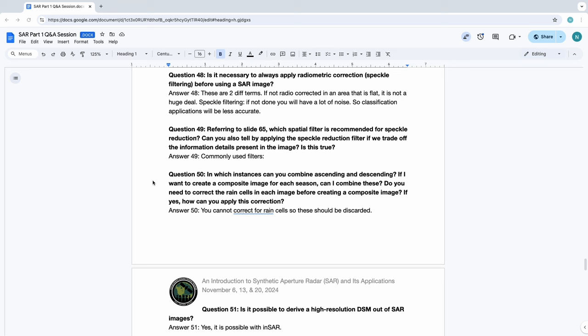Do you need to correct the rain cells in each image before creating a composite? You cannot correct for the rain cells. So that example I showed, that image is not usable. You can't correct. I mean, you've got some very bright areas and you've got some very dark areas. You throw that image away. If you use an image like that as part of your composite, it's going to look odd. So you want to throw that image away. And that's why it's important to look at the images in your stack.